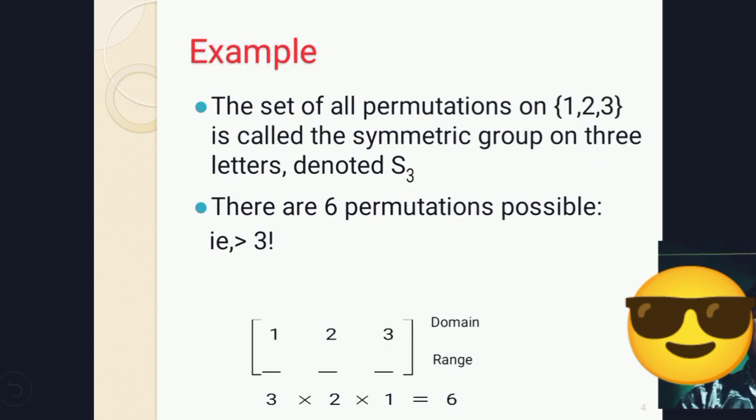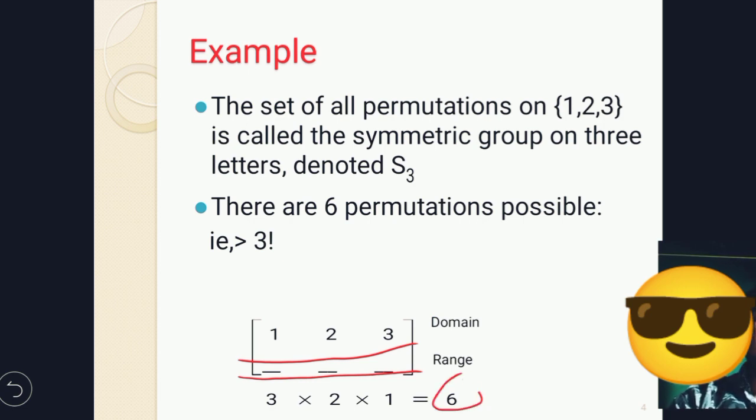Example: the set of all permutations on 1, 2, 3 is called the symmetric group on 3 letters, denoted by S3. There are 6 permutations possible, that is 3 factorial, where in the array the upper letters are called the domain and the lower letters are called the range. Here we are getting 6 permutations possible in the S3 group.